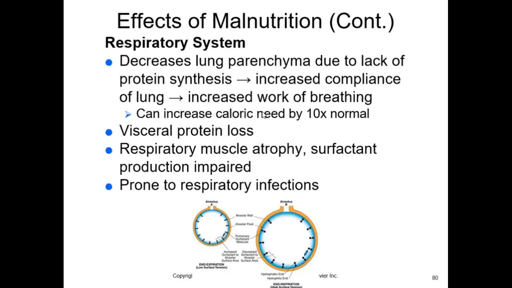And I could have a slide for every system in the body that would look exactly the same. Cardiovascular, respiratory, immune, integument, impaired healing, impaired protein synthesis, degradation of tissue.